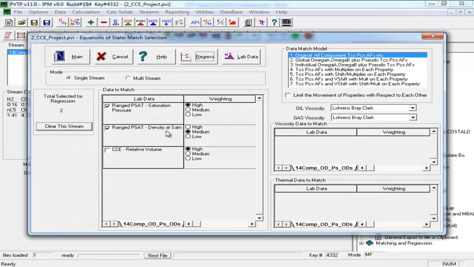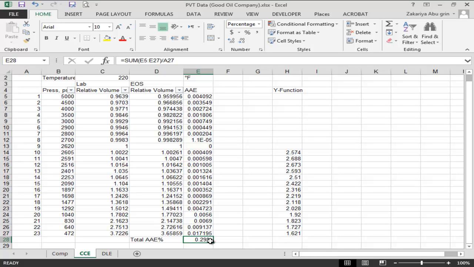and I go to regression. Then I will have CCE data here. Then I can check it, and I use log. I've already said that I have two weight factor for volume, but I need also to check it again here as log. So if I see in a case that the average absolute error is more than 1%, then it's better to try to fix this value to improve your equation of state.